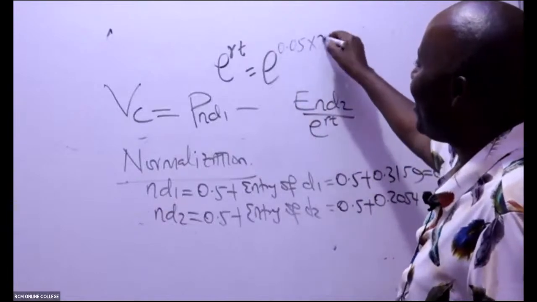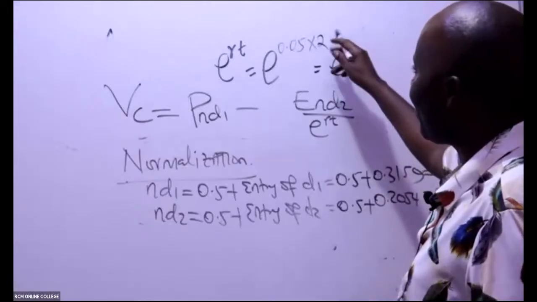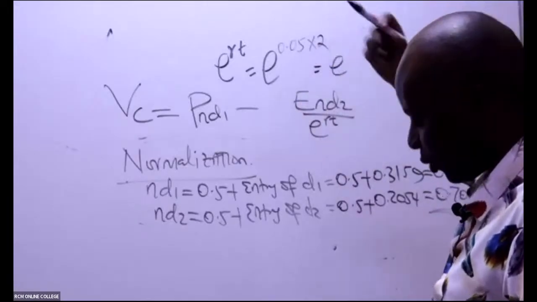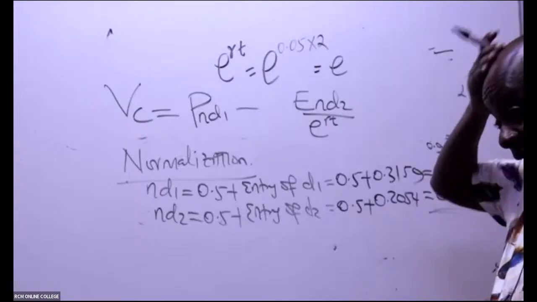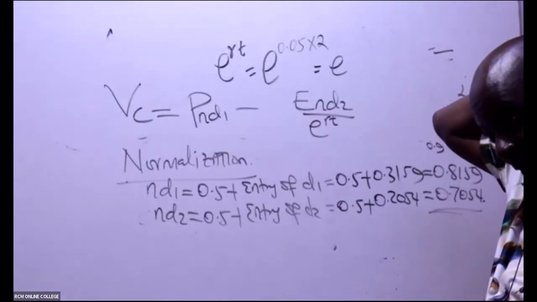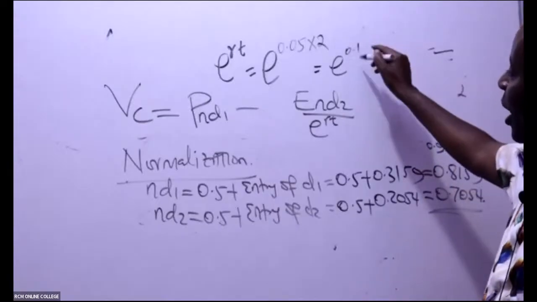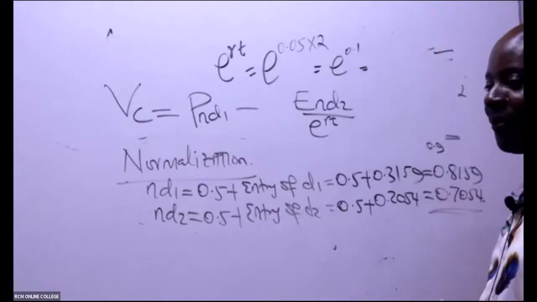0.05 times T, T is 2 years. So this will be E raised to what here, somebody please? What is 0.05 times 2? We don't want to guess things. We are now tired. What is 0.05 times 2, I mean? Is it 0.1? 0.1. So are you able to do this in your calculator?